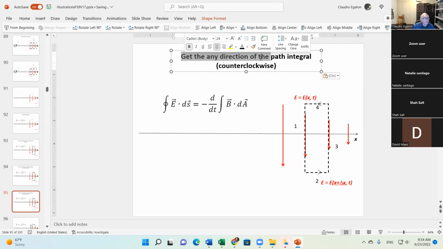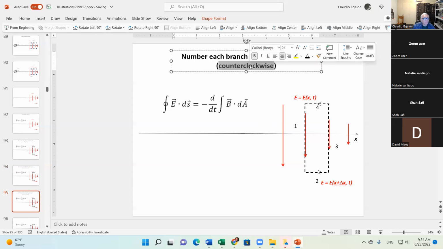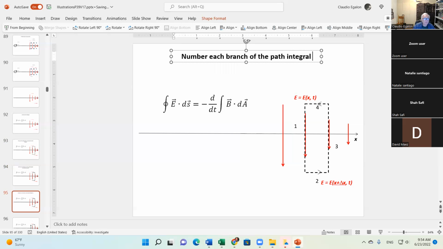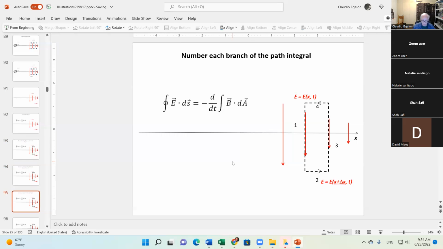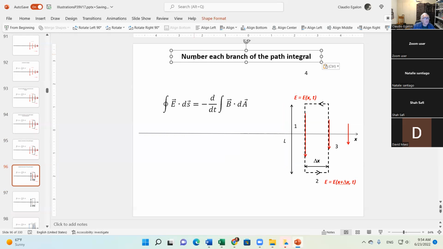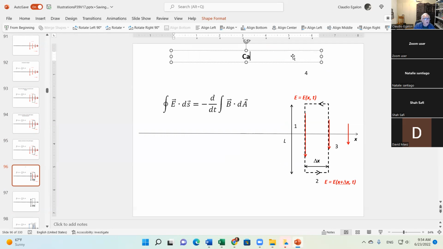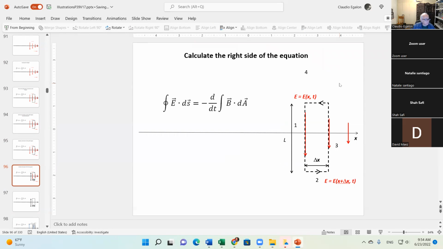Number the path. Number each branch of the path integral. Right? Path 1, path 2, path 3. What else do we need? Now we're going to calculate the right side of the equation. Calculate the right side of the equation. That's what you're going to worry about now.